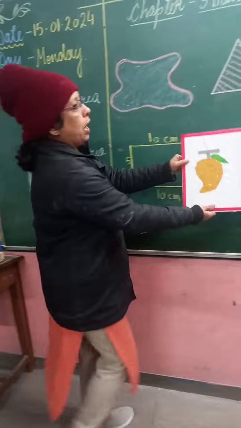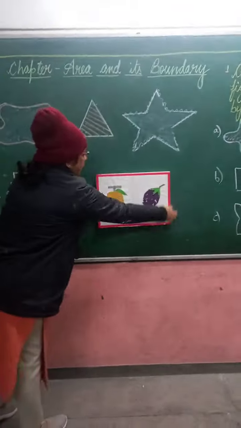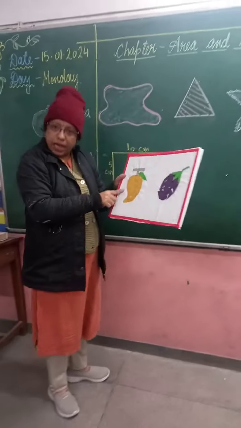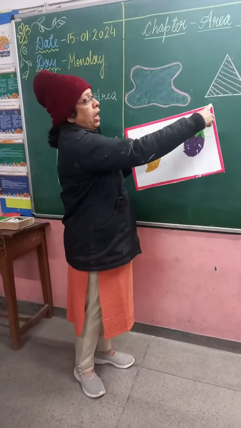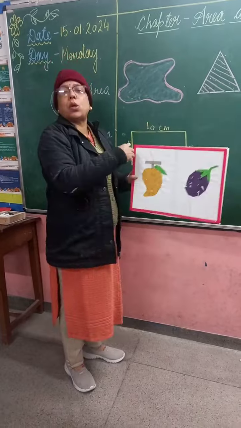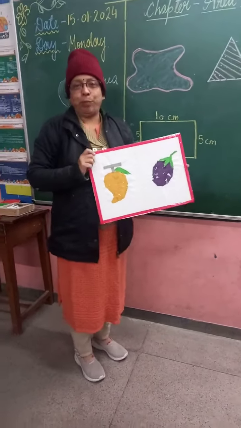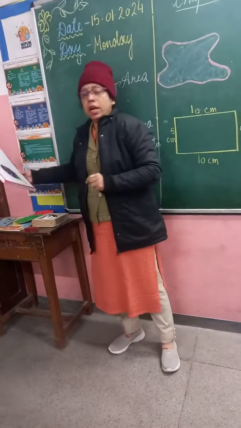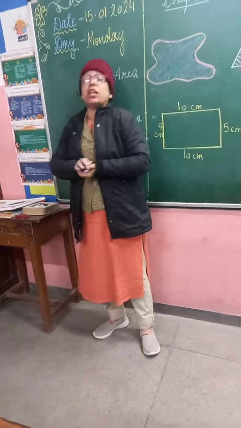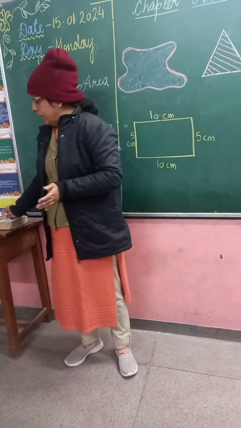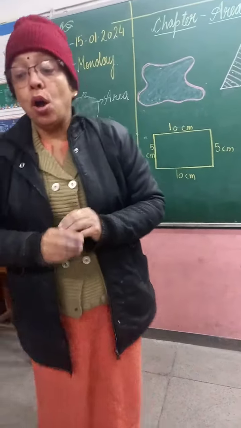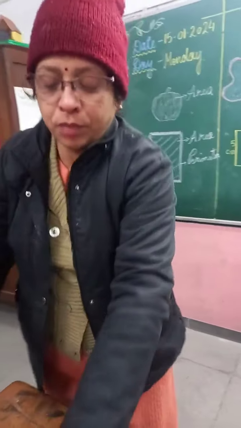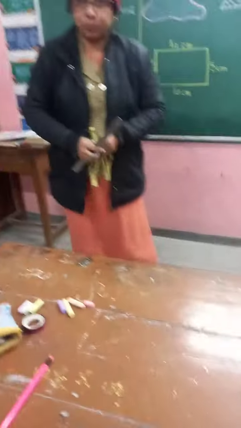If I keep this board like this, how much space it occupies here on the board, that becomes its area, and the boundary of a figure is called perimeter. So this was what we have just revised. Now children, in this chapter, the interesting thing we are going to do is to measure the area and the perimeter. Now how can we do this?